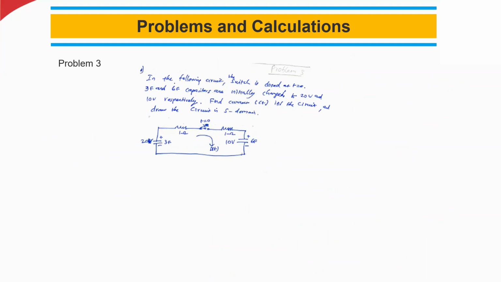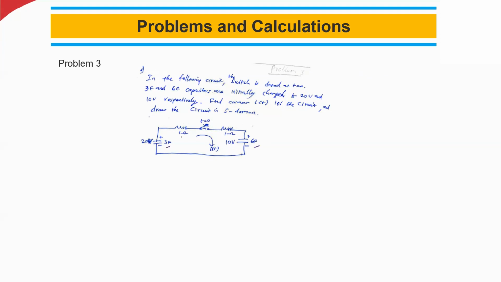One more problem. This is the circuit, and this circuit is also not very complicated. It's a very simple RLC series circuit. And here we have the two capacitors. You can see here, this capacitor has 20 volt and this capacitor has 10 volt, and this is 3 farad and this is 6 farad.